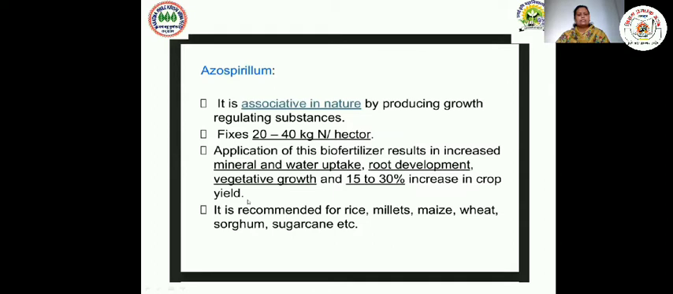Next is Azospirillum. It is associative in nature, producing growth-regulating substances. It fixes 20 to 40 kg nitrogen per hectare. Application of this biofertilizer results in increased mineral and water uptake, root development, vegetative growth, and a 15 to 30% increase in crop yield. It is also recommended for rice, millets, maize, wheat, sorghum, and sugarcane.